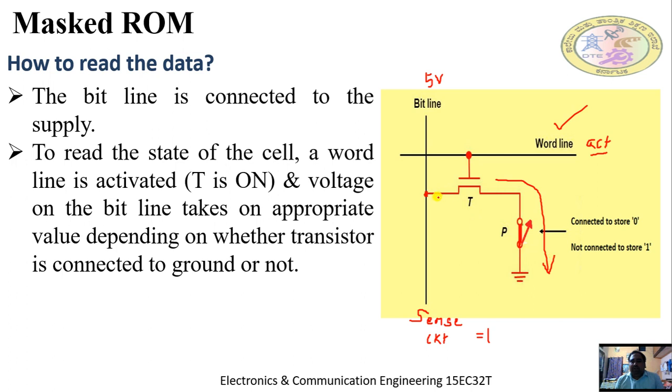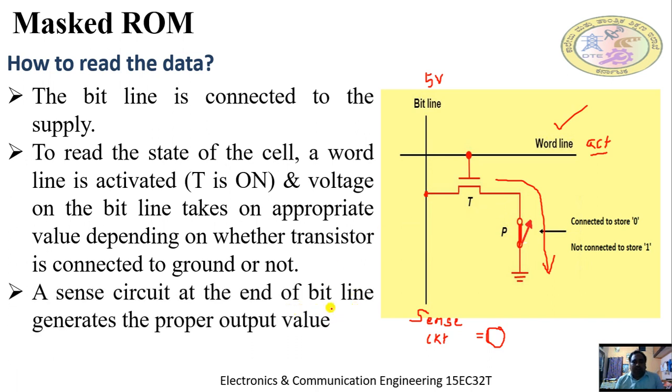If you connect a sense circuit at the end of this bit line, the sense circuit will read the value as 0, not as 1. This is how the sense circuit connected at the end of the bit line will read the content of a single ROM cell as 0 or 1. A sense circuit at the end of the bit line generates a proper output value. So this is how the programming is done by the manufacturer during the manufacturing process, by closing the switch at P or by opening it.